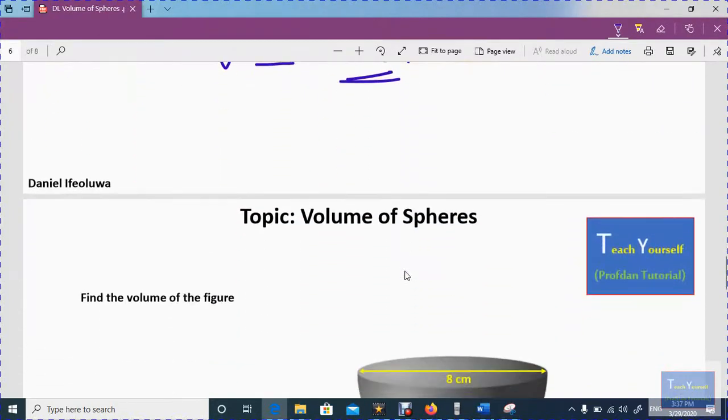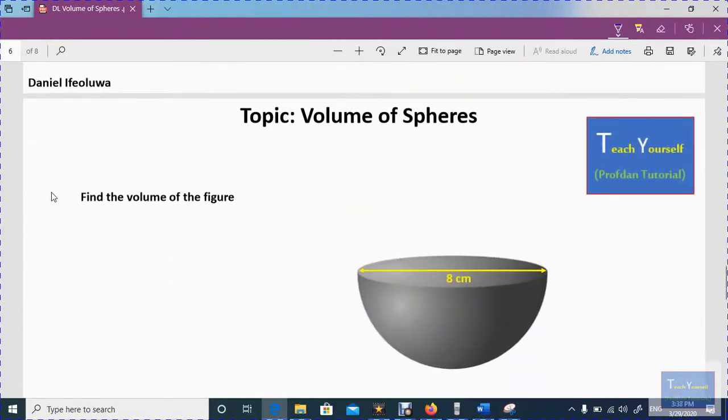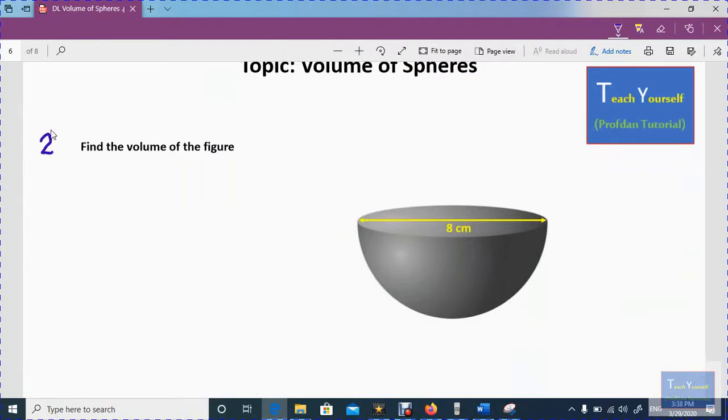Let's take a look at another example. In mathematics, the more you solve examples, the better understanding you have. So always solve examples. Find the volume of the figure. Of course, this figure looks like a bowl, which we all have at home in the kitchen. We can find this in the kitchen. This is a bowl. So the diameter of the bowl is given. Remember that the mathematical name for this bowl is a hemisphere. And what is the volume of a hemisphere?